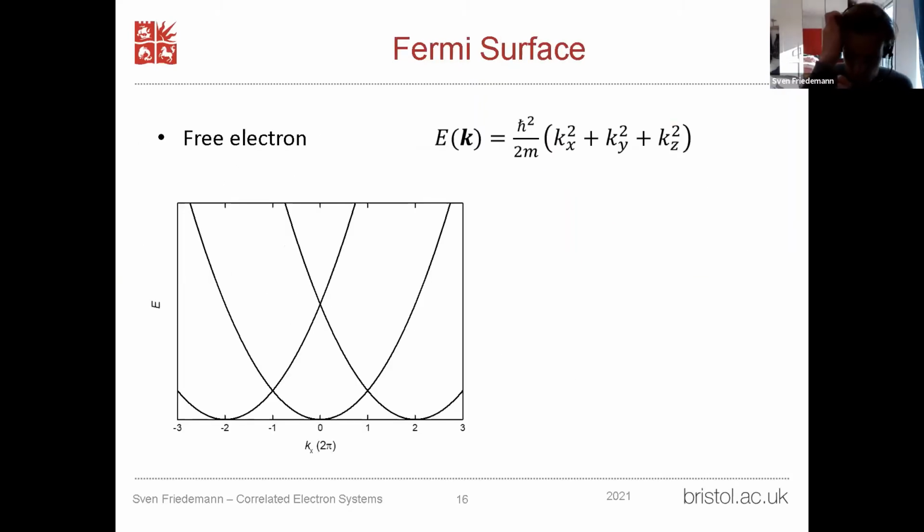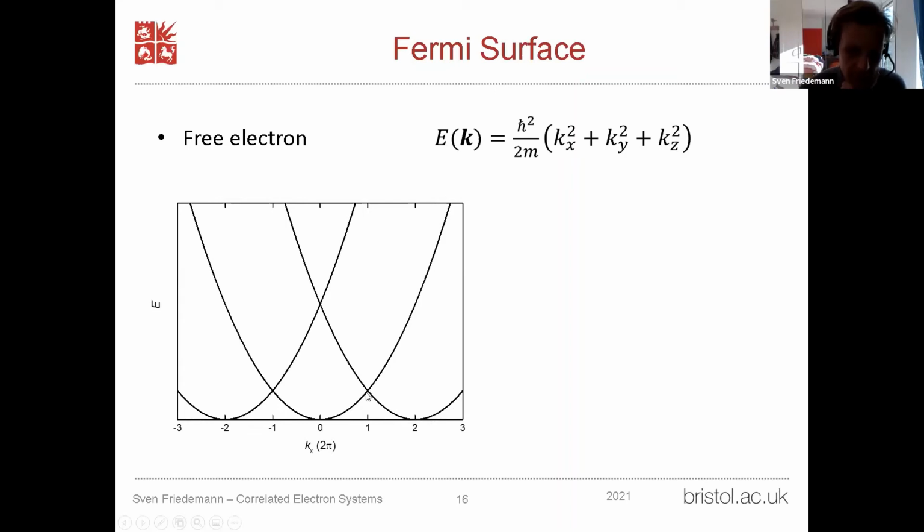So the free electron model tells us that the energy is given by ħ²k²/2m, where k is a vector, of course. Here I've made a sketch of what that looks like in the repeated Brillouin zone scheme. We've got the original dispersion relation, but then we get the same dispersion relation again due to the periodicity of the real space lattice and consequently also of the reciprocal space lattice.